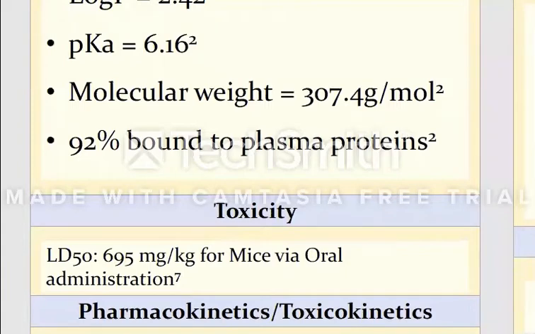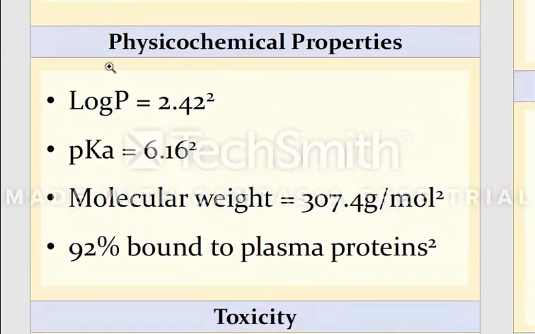We also want to talk about toxicity. The LD50 found in mice via oral administration is 695 milligrams per kilogram. And back to this, the log P basically means that it is slightly lipophilic.